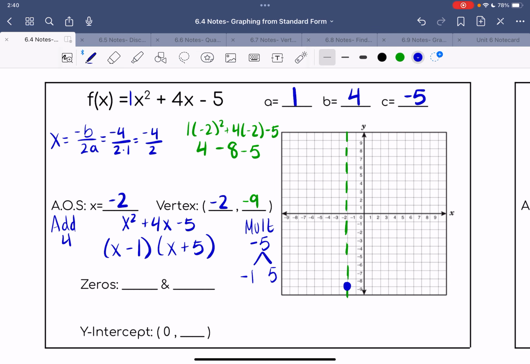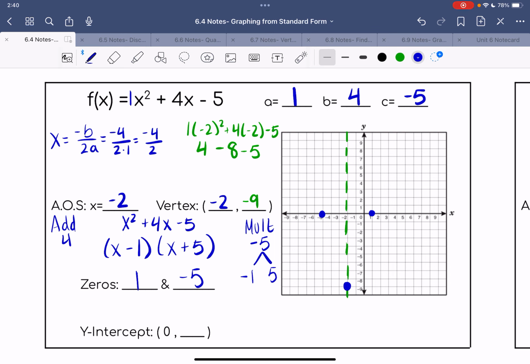So that means my zeros are the opposite signs of those numbers. So x minus 1 equals 0. I would add 1 to both sides, or I could ask myself, what number minus 1 equals 0? 1 minus 1 equals 0. And then x plus 5 equals 0 when x equals negative 5. Okay, going ahead and graphing those. My zeros are at positive 1 and negative 5. If you guys notice, that's 3 to the right of my axis of symmetry and 3 to the left.